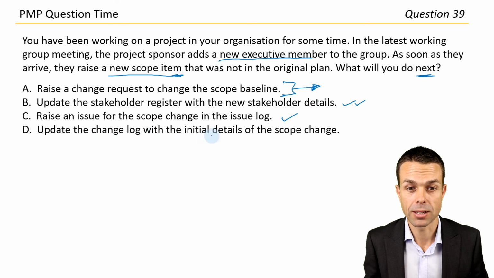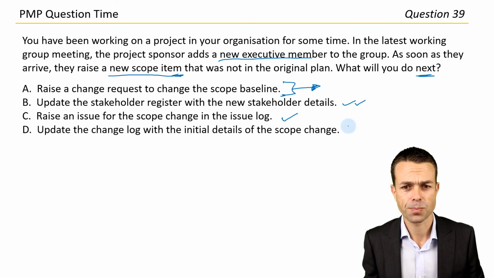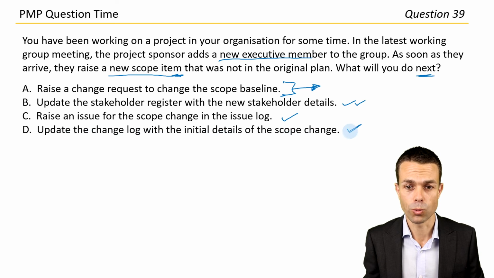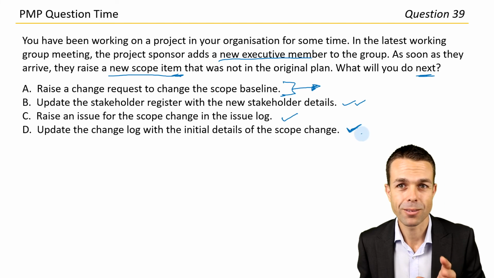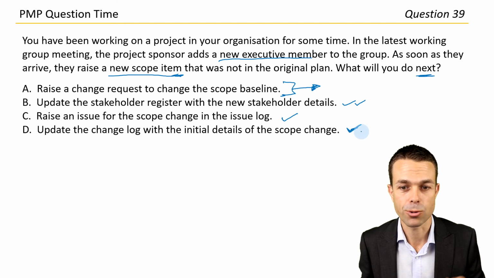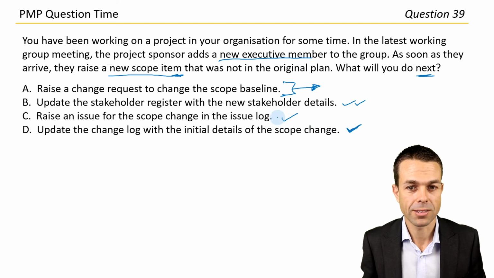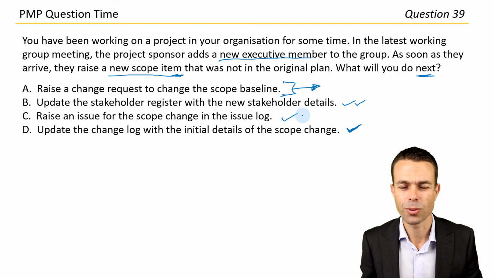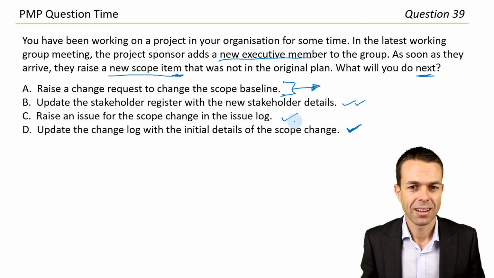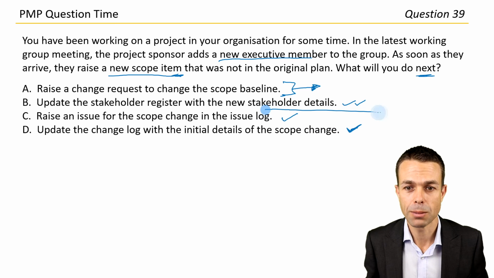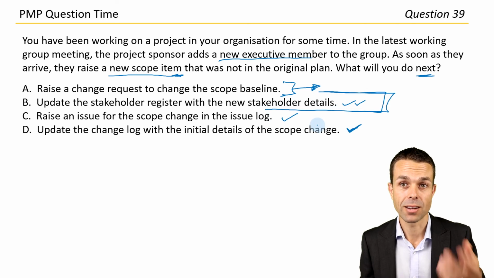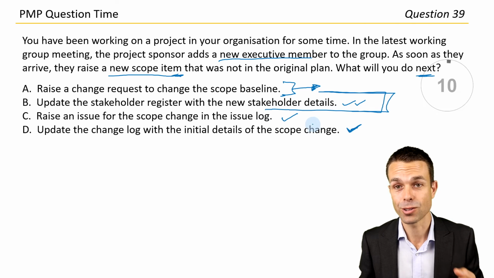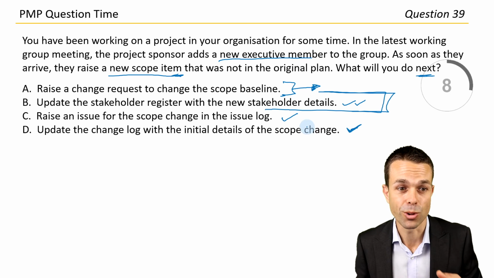Update the change log with the initial details of the scope change. That's also a good one because it's potentially a change request, but we don't know if we're doing a change request yet. So it's an issue, yes, and it's in the issue log, but how do we manage that? It's just a scope item change. So to manage that, I think if we go all the way back to the beginning, the person who's come on board the project, we need to add them to the stakeholder register and start to flesh out the details of that stakeholder so we understand whether we really need to make this change or not.